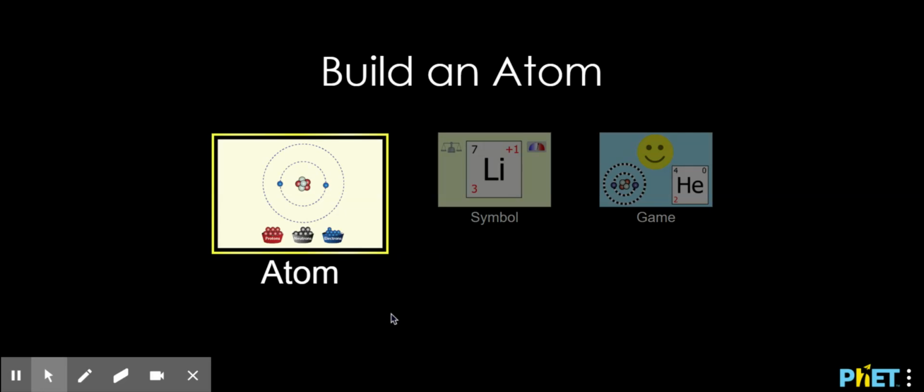Right, this is an introduction to the Build an Atom simulation. It's got three parts. We're going to start with the atom. We're going to look at the symbol and then game. And your assignment for today is to play the game. We'll look at that last.